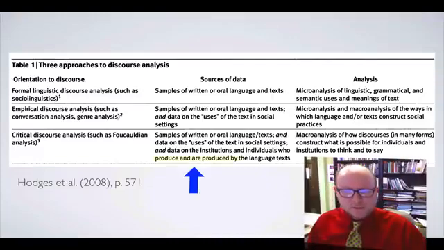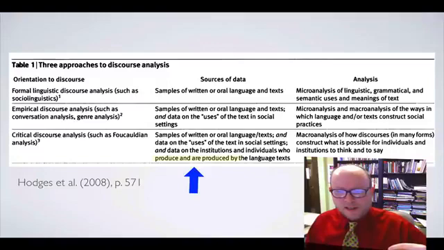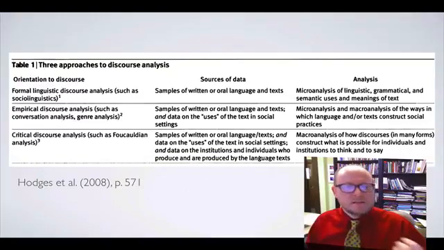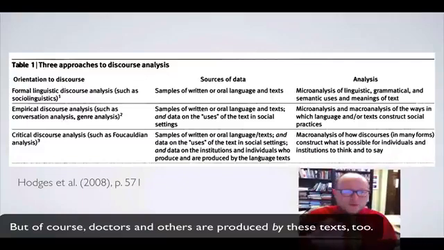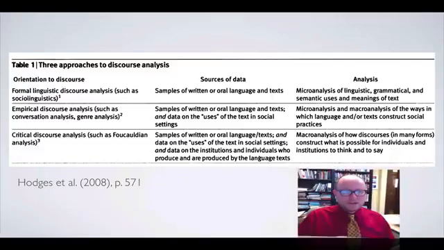Now, produce and produced by, that would be like if we were talking about mental illness, the people who are producing these texts would be doctors, nurses, psychologists, perhaps religious leaders, those kinds of things, and the people who are produced by those texts, the actual mentally ill people. And those sources of data, you would do a macro analysis of how discourses in many, many forms are actually constructing what's possible for individuals to think and to say.